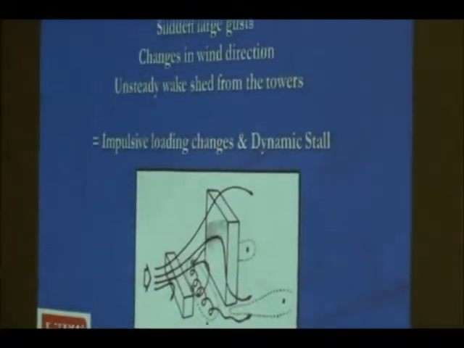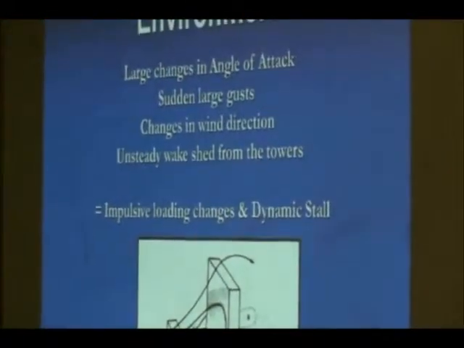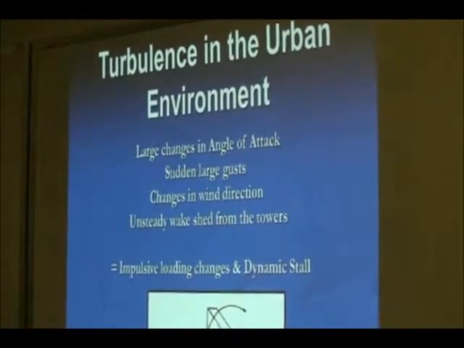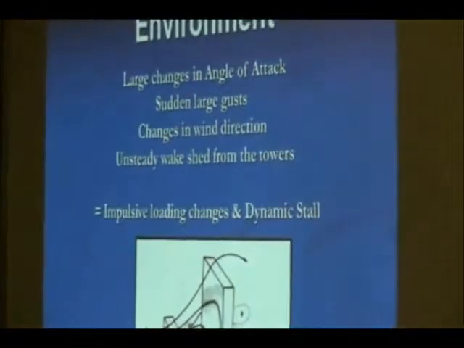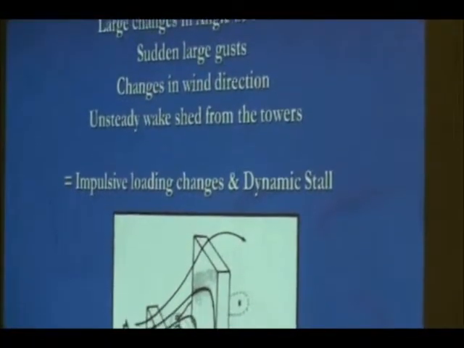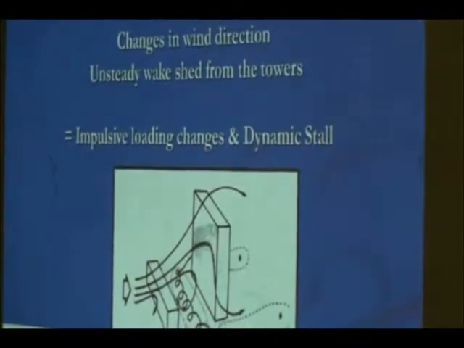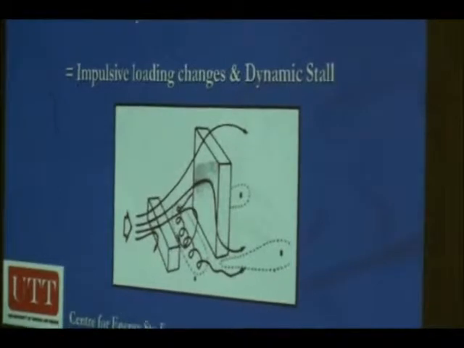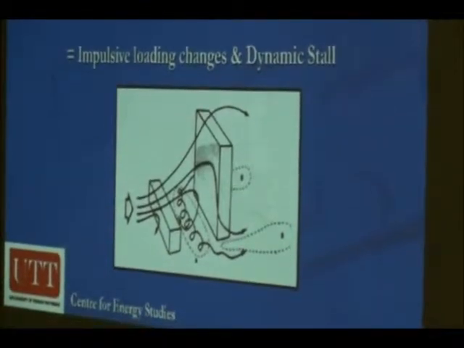When we look at small wind turbines operating in the urban environment, the unsteady conditions lead to large changes in angle of attack, sudden large gusts, changes in wind direction, and an unsteady weight shift from surrounding buildings and towers. This leads to impulsive loading changes and dynamic stall of the turbine.